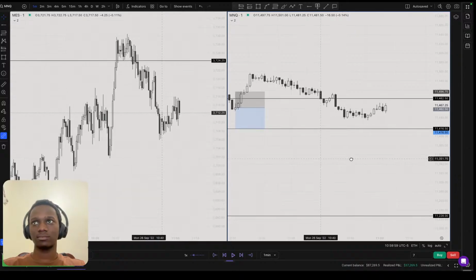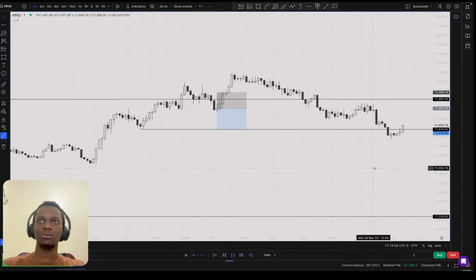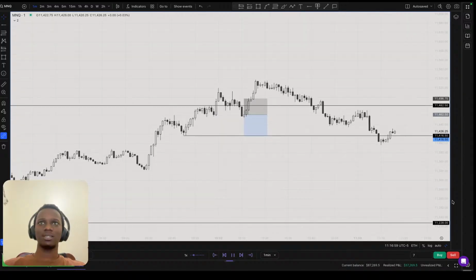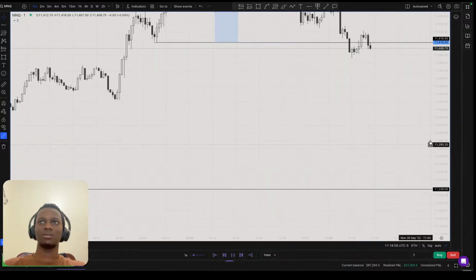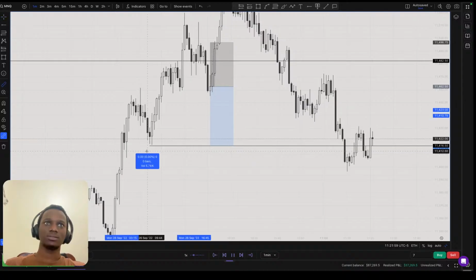Yeah, I don't know why I expected this, for price to end up hitting this target, even though we were stopped out. It was so obvious.